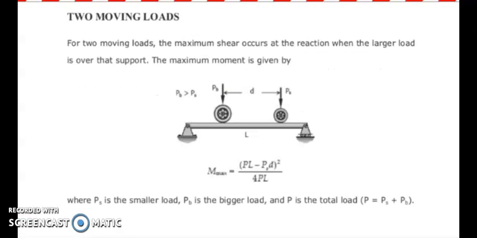If there are two moving loads, the maximum shear occurs at the reaction when the larger load is over the support. Meaning to say, if we have two moving loads and we want to identify the maximum moment, you have to place the load that has the greater value on the support.